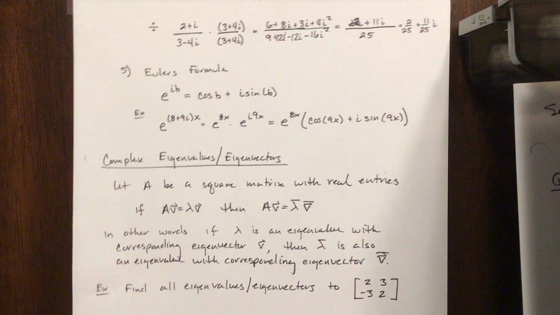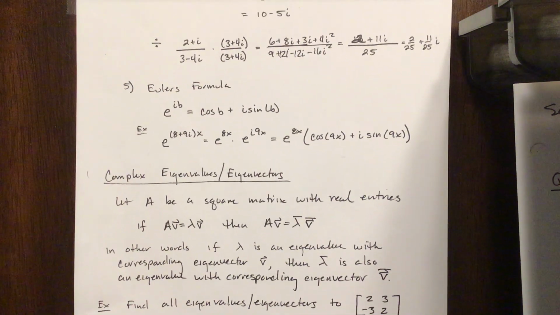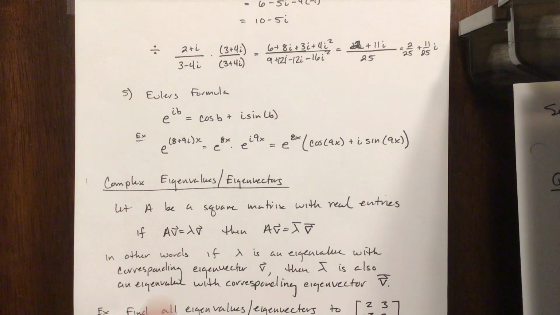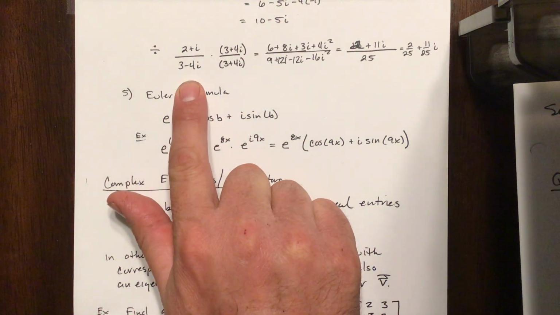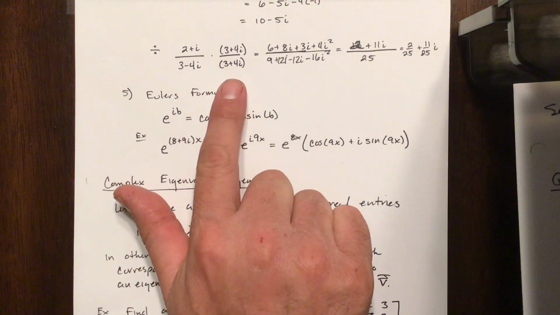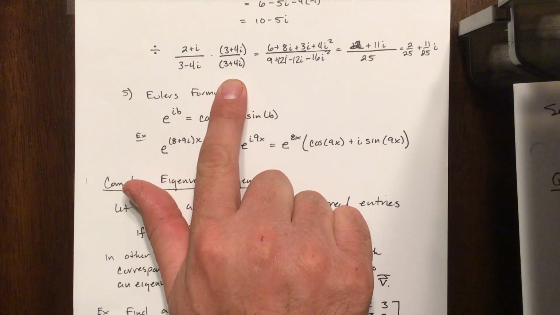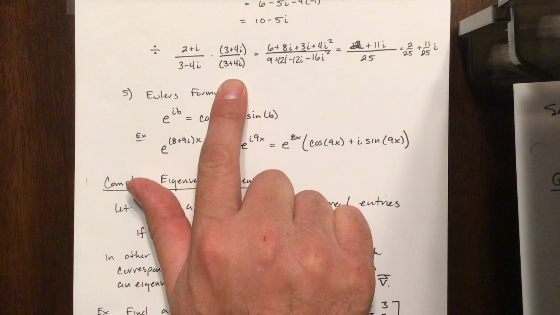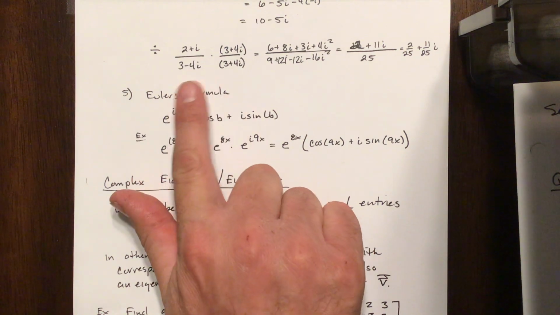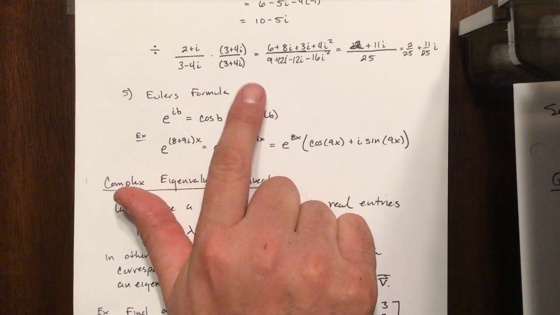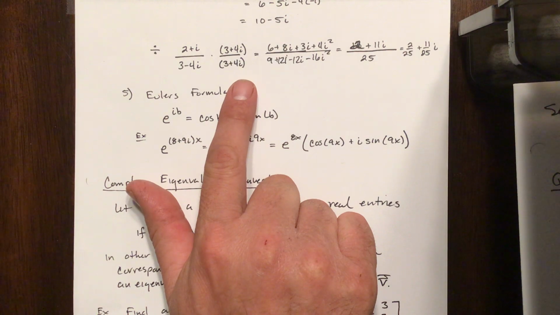As far as division goes, you actually don't do division. What you do is you take the complex number that's in the denominator, and you multiply it by its complex conjugate. The outer and inner terms cancel each other out. So you're left with the first term squared, that's 9, and the last term squared, that's going to be, in this case, minus 16i squared.